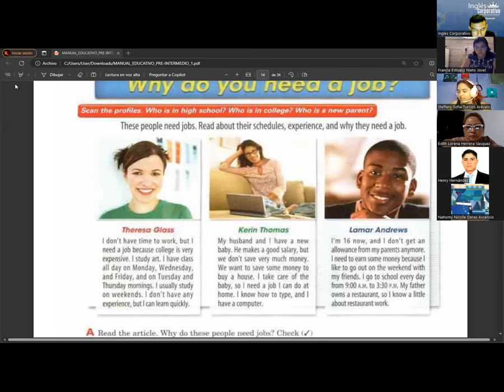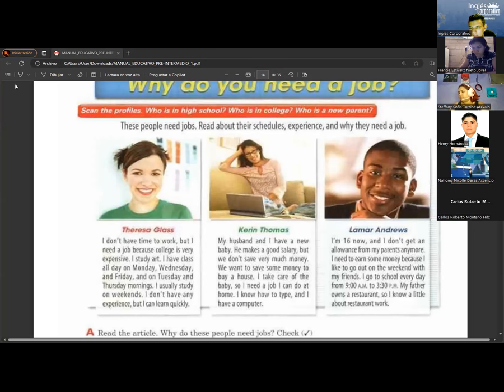Allowance. Eso es como un dinero que se le da mensual o semanal a sus hijos, por ejemplo. Mesada, muy bien. Did you have allowance when you were younger? ¿Tenían allowance cuando eran jóvenes? No. No.